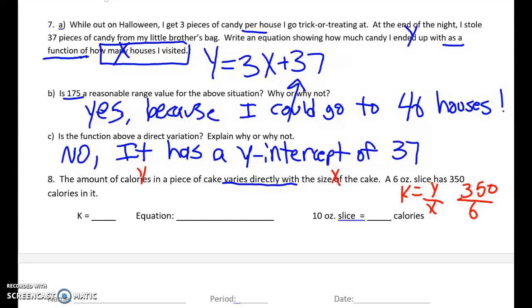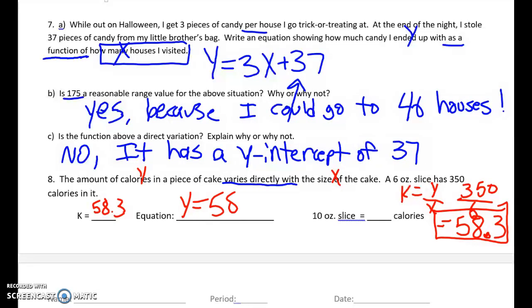I don't have a calculator. I'm not prepared. I think I can pause it. Hang on. All right, we're back. Yes, 350 divided by 6. That's my y over x. That comes out to be 58.3. That is my k. That's the slope of this situation. 58.3. And that is actually the calories per ounce. So, equation. Y equals kx. K I just found is 58.3, so y equals 58.3x. That's my equation.